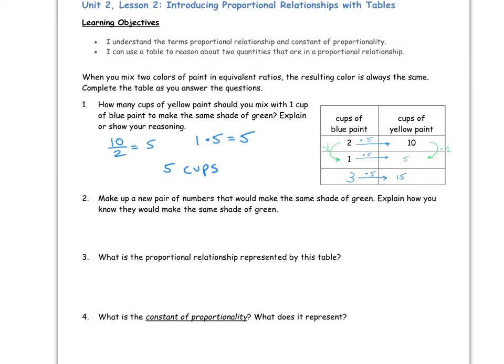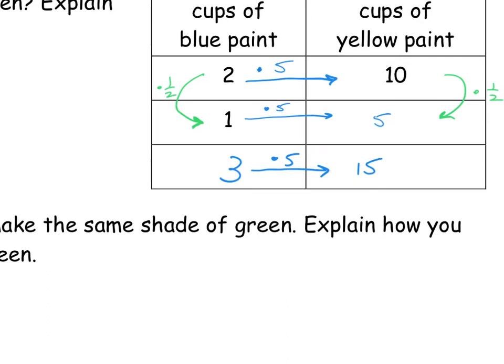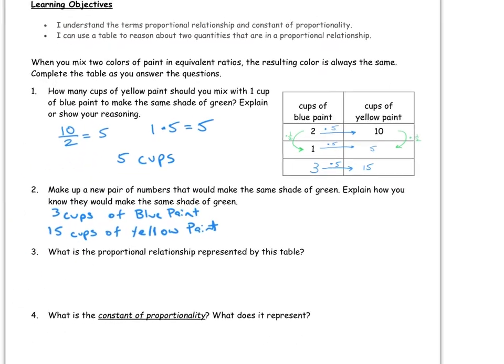So one possible combination would be 3 cups of blue paint and 15 cups of yellow paint. Obviously you could have a different combination of numbers, just as long as whatever number you put in the blue column, if you multiply that number by 5, you get the number in the yellow column. That's the important thing.